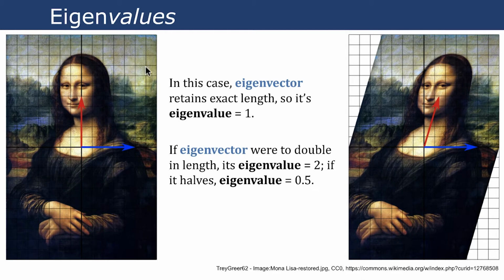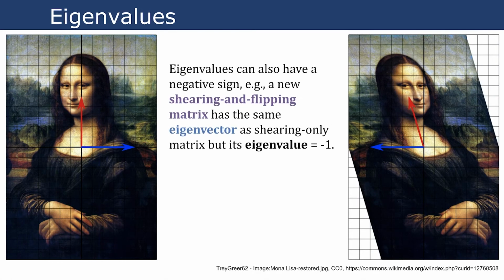If a third shearing matrix that we applied caused the eigenvector to halve in length so that all of a sudden it was 2.5 units long, in which case the Mona Lisa would be sheared, but she would be narrower. In that case, the eigenvector would have an eigenvalue of 0.5 for that third shearing matrix. Okay, and as we alluded to earlier, eigenvalues can also have a negative sign.